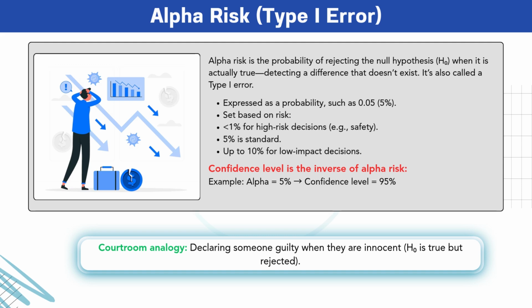Analogy. The slide gives a courtroom analogy, declaring someone guilty when they are actually innocent. This is exactly like rejecting H0 when it's actually true. It's a false alarm, acting on something that's not really there. In Six Sigma and any data-driven decision-making, always be aware of your alpha risk. Set it appropriately based on how costly a wrong decision might be. And remember, reducing alpha increases your confidence, but may require more data.